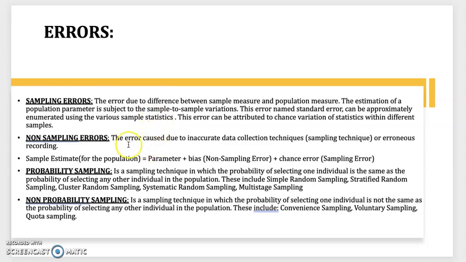But you also have non-sampling error. This error is caused by inaccurate data collection technique. Actually it's your sampling technique that caused the problem, so it does not come from sampling error. So the sample estimate equals the parameter plus the bias plus the chance error. That's why you can see the bias and the error affect your sample estimation data.